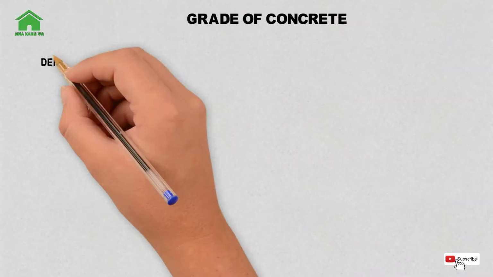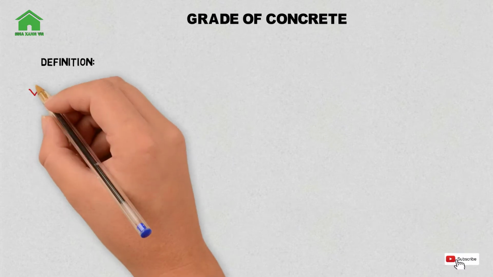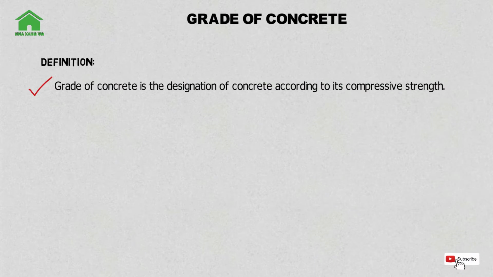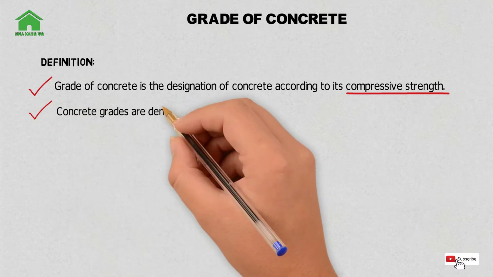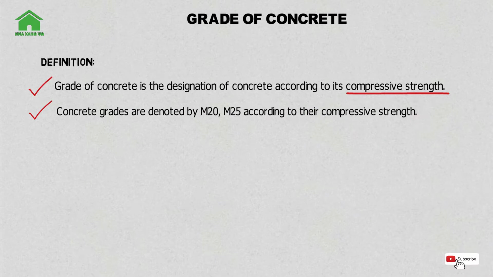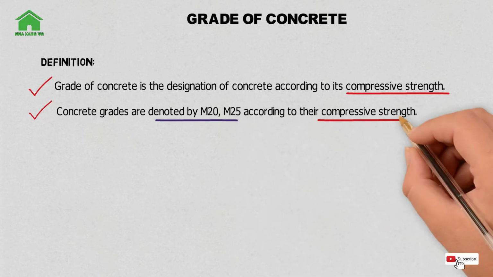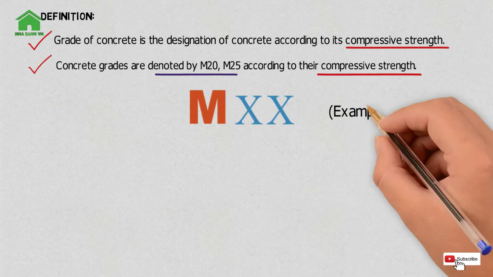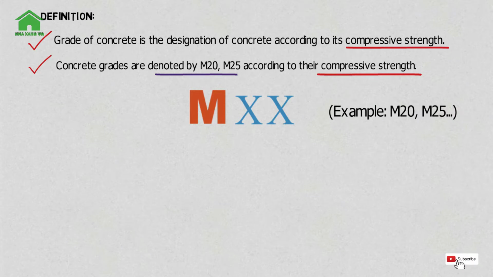The rate of concrete. Definition. The rate of concrete is the designation of concrete according to its compressive strength. Concrete rates are denoted by M20, M25 according to their compressive strength. M followed by XX, for example M20, M25, etc.